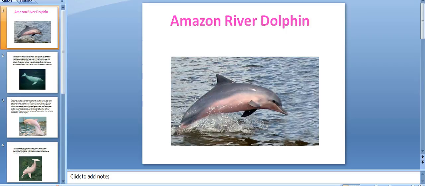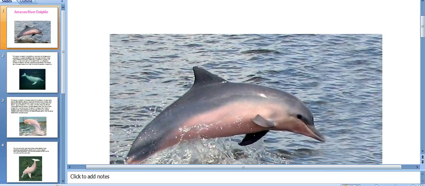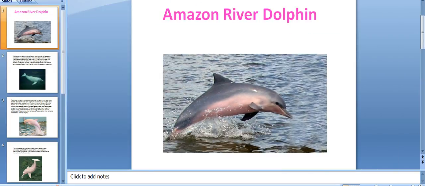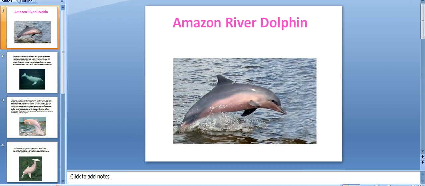Hi friends, now we will discuss the Amazon River Dolphin. This is one of the fish type animals, and these are very large crabs. Let's talk about this Amazon River Dolphin.